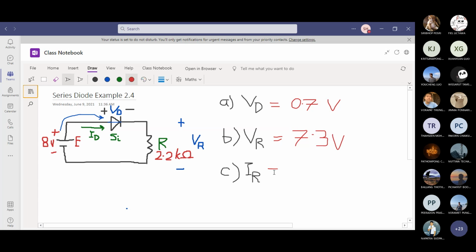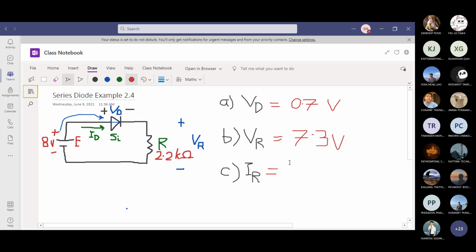Phil is doing IR. Did you find IR, Phil? 3.318 milliamps, or 3.32 milliamps. 3.32 milliamps, yes. How did he do it? I'm guessing you took VR divided by R. Yes, Ohm's law. In this case, it's correct because there's nothing in between. So if you take the voltage of R and divide by R, you directly get the current. And IR is the same as ID. It's one current, there is no branching. You take 7.3 divided by 2200 ohm, which is 2.2 kilo ohm.